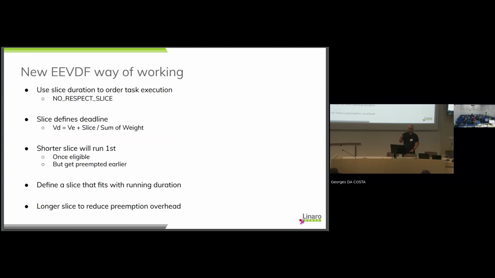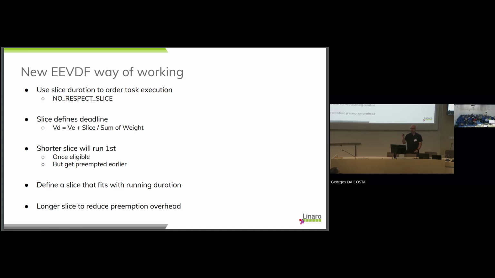So the proposal is to use the slice duration to order the tasks. I have done some experiments in the past few days. We need to remove the no respect slice in the sched feature, in order to be able to preempt the current running task. The slice, in fact, is used to define the deadline of your task, and the deadline is a way for you to run before the other one. So with a shorter slice, your deadline, compared to another task waking up at the same time, will be earlier, and you will run first. That's really the thing.